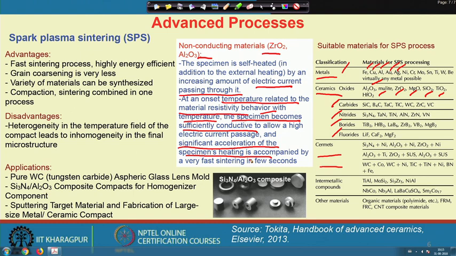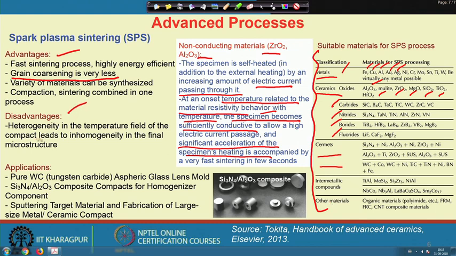So, with that we can actually sinter a non-conducting material, I mean an electrically non-conducting material. There are very good advantages of this particular SPS technique: it is a very fast sintering technique, the grain coarsening, which is a very important aspect, is very little, and different classes of material can be synthesized. It is a combined compaction and sintering process. So, it is not a one-way process, we also use some physical forces.